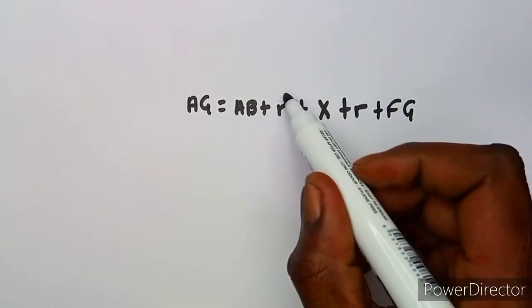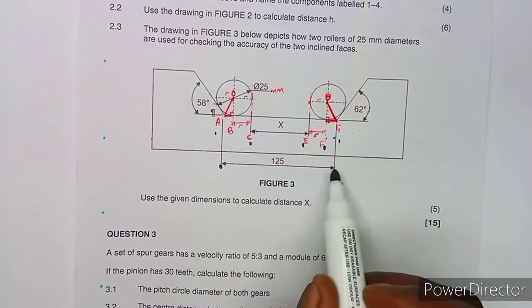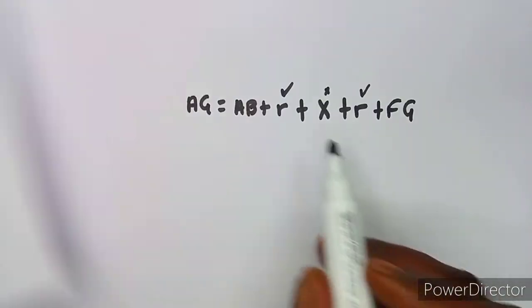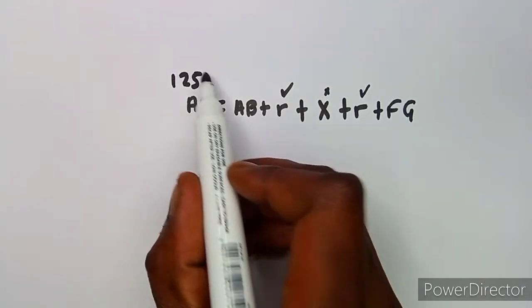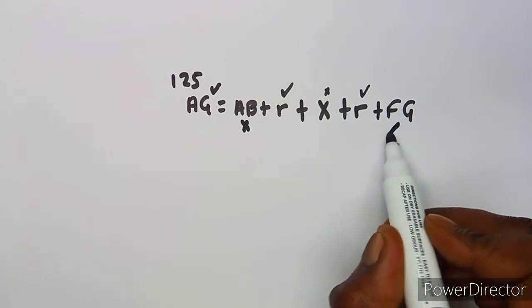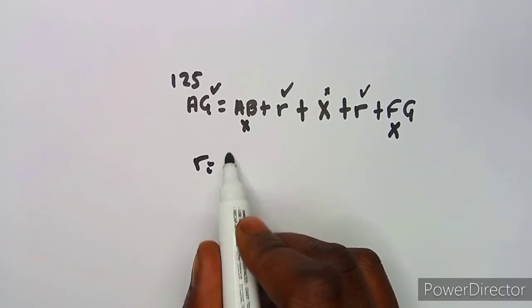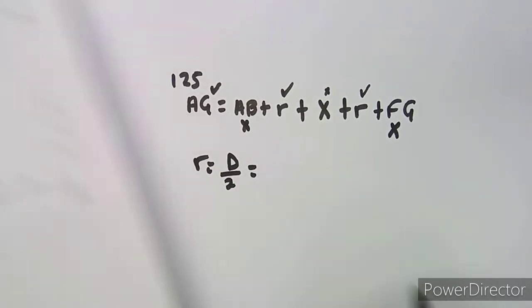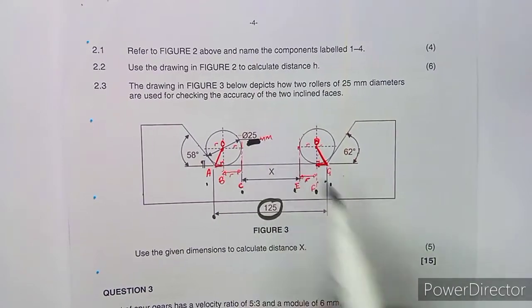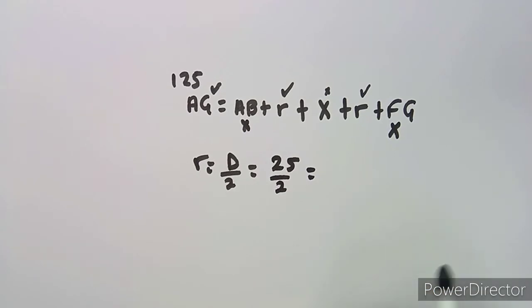This one we have, this one we have, and we want to calculate this one. Also for A to G, we have this one, it's 125 millimeters. So we have to calculate AB and FG. These are the two things that you're going to calculate, since the radius is equivalent to the diameter over 2, and the diameter in this case is 25 millimeters. So it's 25 over 2, which is going to give us 12.5 millimeters.